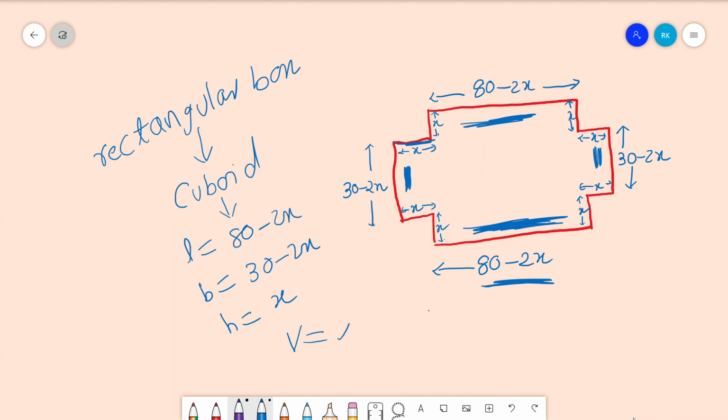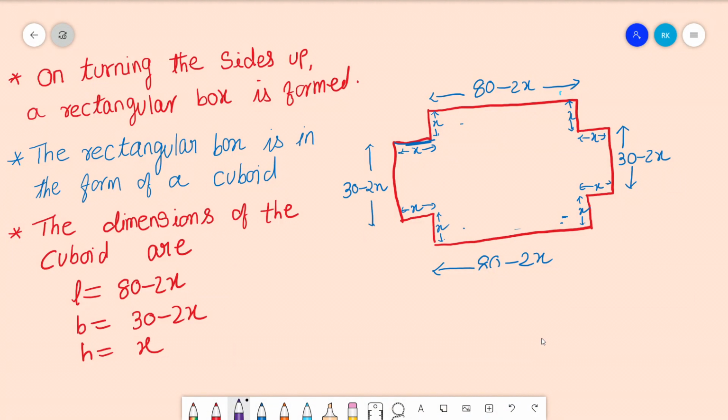Volume is L into B into H. He is asking to find the greatest volume. So we can apply the formula V is equal to LBH, from which we can get the function. Now let us write all this information in proper steps. Here I have written 3 steps. Let's see the first step.